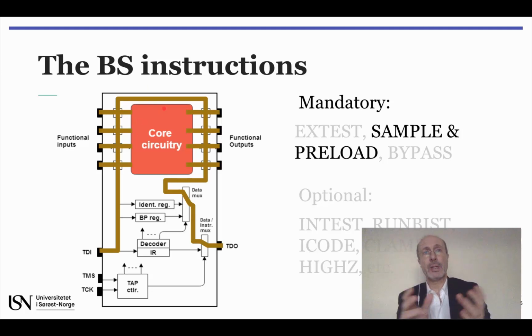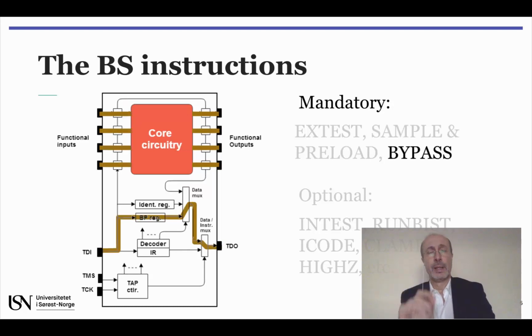As two separate instructions, they are used to do what their names indicate. So sample is used to capture the logic values present at the parallel inputs of the boundary scan cells, which can then be shifted out for observation. And preload is used to shift in and load the output stage of the boundary scan cells with the initial values that will be sent to the output pins when the external test instruction is loaded.